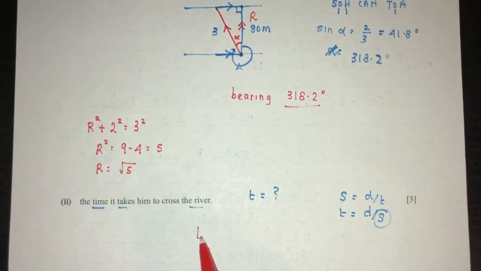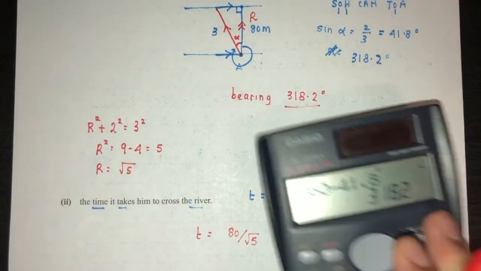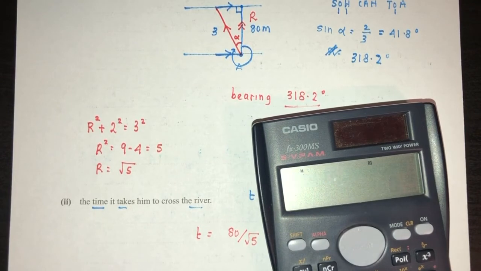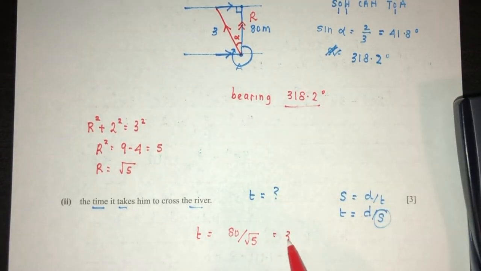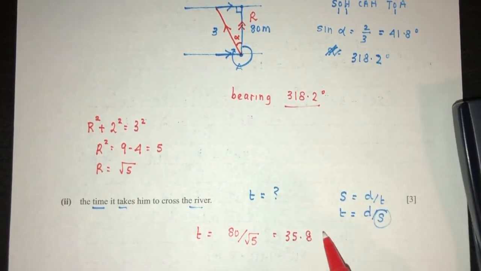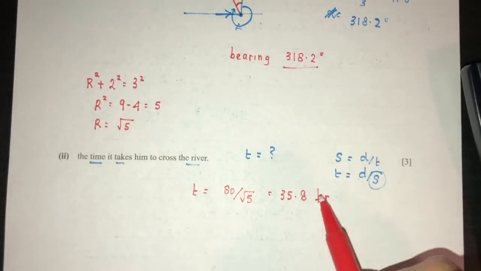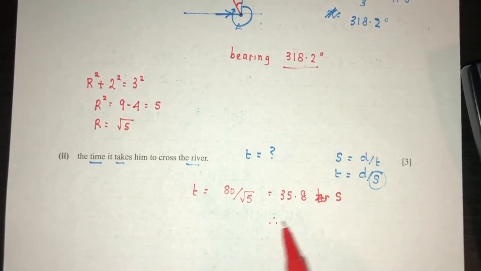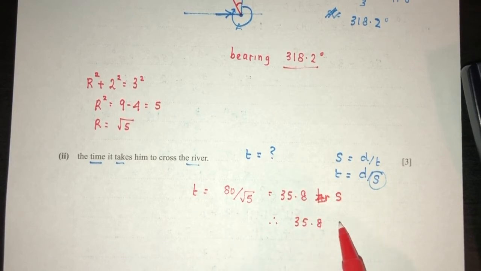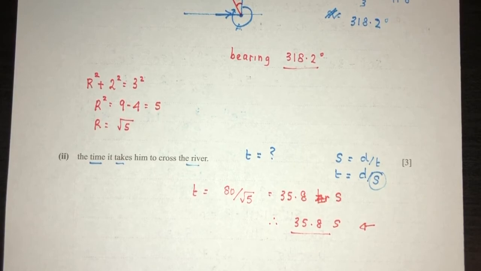So here you go. T will be distance, 80, divided by root 5. That will be 35.8 hours. Sorry, this one is not hours. It is meters per second, so it has to be seconds. 35.8 seconds for the time taken. That is question number 4.